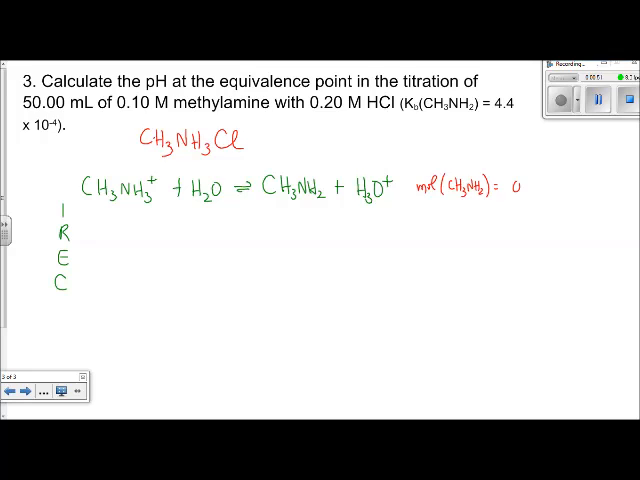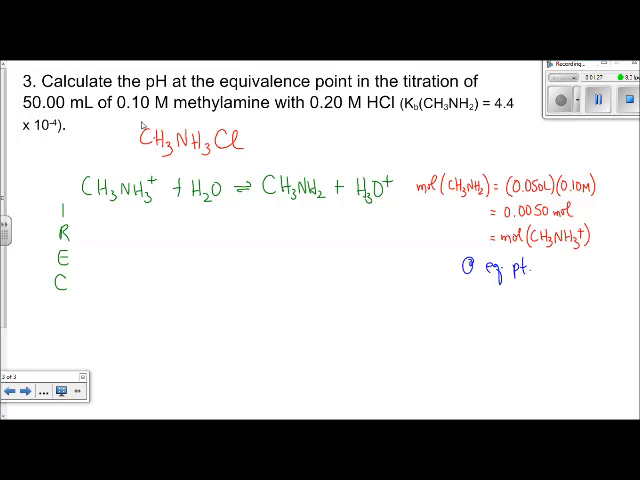We're given a volume of 50 mL and a molarity of 0.1 molar. So that gives us 0.005 moles of our base to start. And this, of course, would be equivalent to the number of moles of salt that we generate. So this would be equal to the moles of CH3NH3 plus. So this number of moles can go into our initial line on our ICE table.